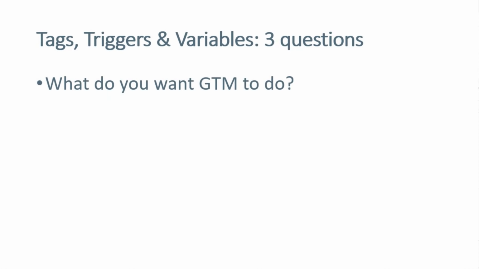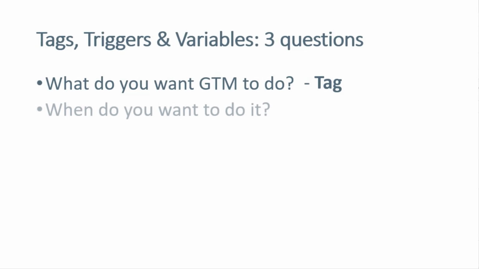When I explain tags, triggers, and variables to Google Tag Manager users, I usually like to start with 3 questions. So the first question is, what do you want Google Tag Manager to do? So for example, if you want to track a conversion, that's a tag. If you want to implement a chat widget on your website, and that chat widget requires to add a code, that's a tag. Another example could be, if you want to track a page view and send that page view to Google Analytics, that is also a tag.